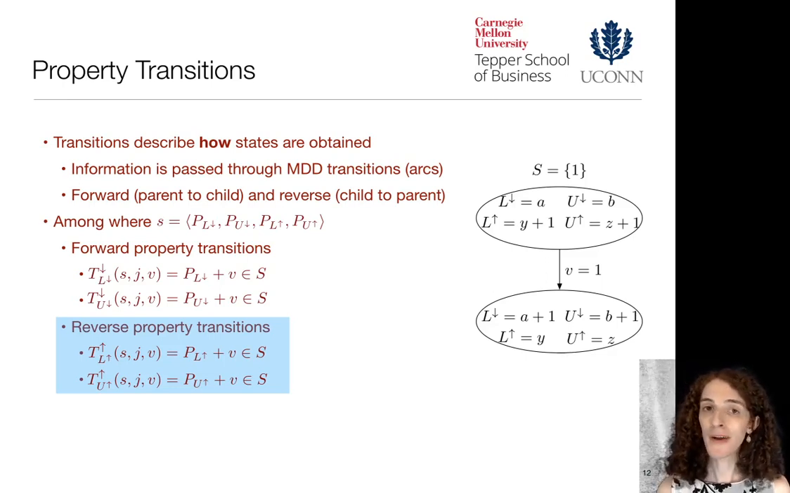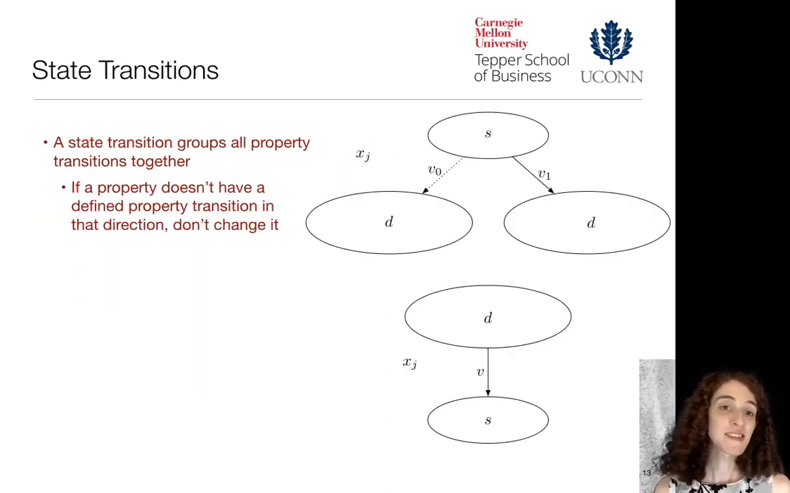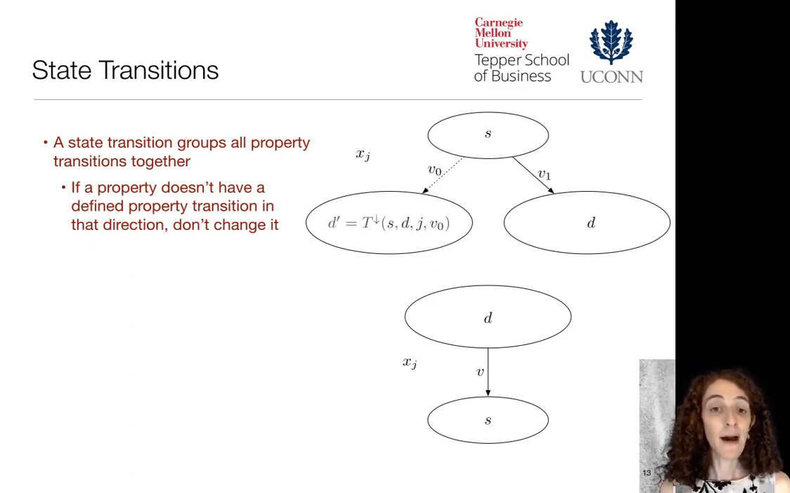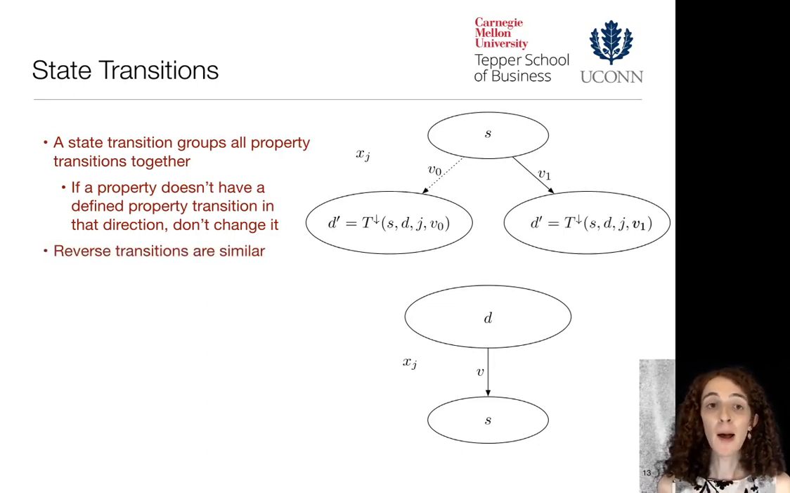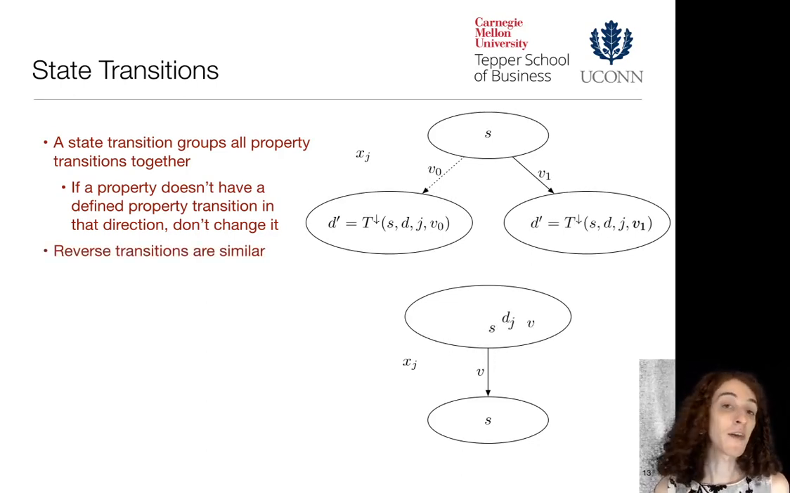But we want to be looking at this state level. So to combine them all together, we use state transitions. This will group together all of the property transitions useful in that direction. And if there aren't transitions defined in that direction, then it just leaves them untouched. So this lets us call this down transition, this forward transition function for the state, to update the states of a child based on the parent state, or in reverse, updating the state of the parent based on the child state.